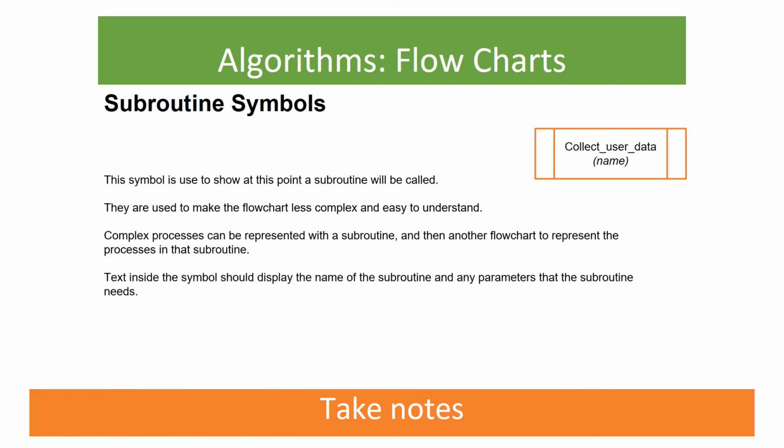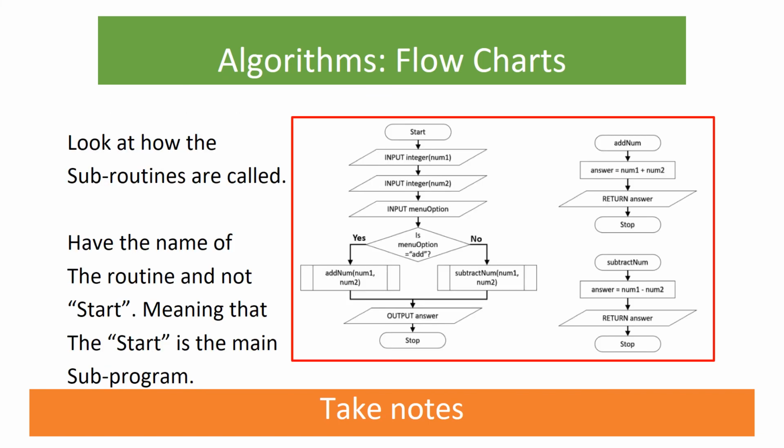This is the symbol for a subroutine, or a subprogram, similar to using a function or a procedure when we're thinking about Python. It's a rectangle with a rectangle inside and has the name of the subroutine you want to call. Note a subroutine still has a start and a stop. However, our main program has a start, whereas our subroutines have the name of the routine in the start box.